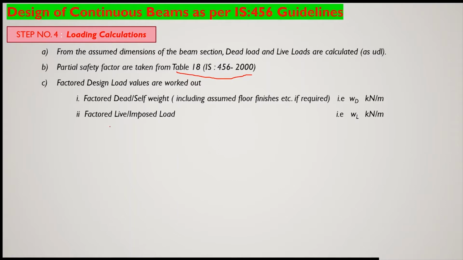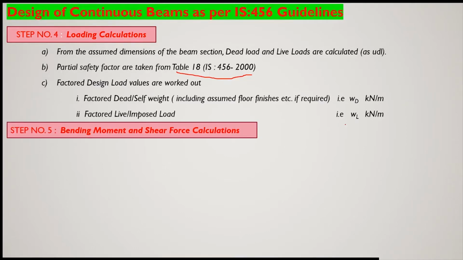Then next is the factored live load or imposed load. Again the code suggests whether the live load is a fixed load or a movable load. You will name it as WL in kilonewton per meter. Then we will switch over to step number 5.